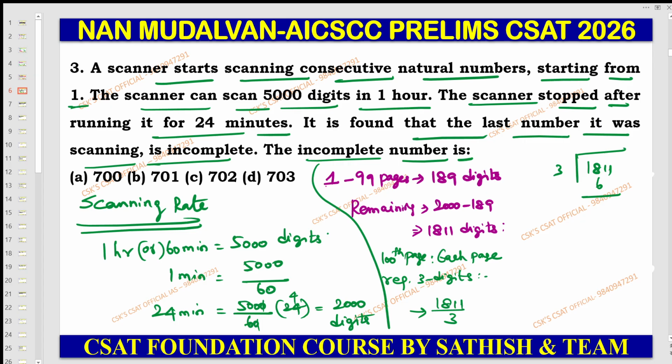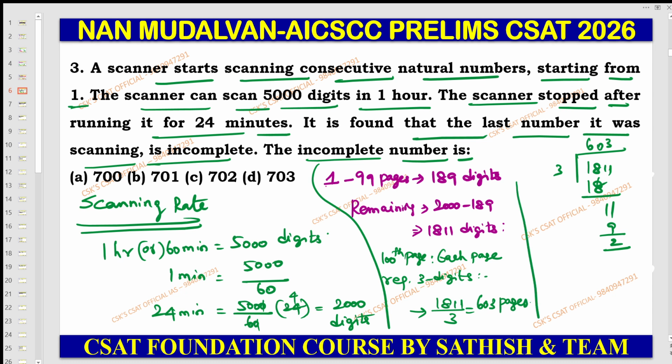6, here 18, here 6. So 1 is not possible, put a 0. Bring this one down also here. 3 times 9, here 2. So therefore we are able to make 603 pages of 3 digits only.